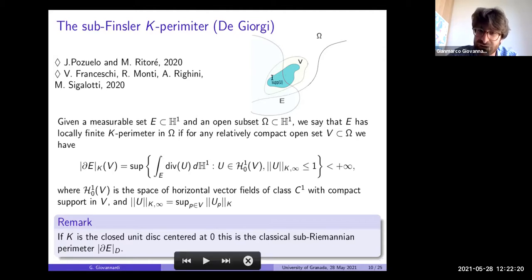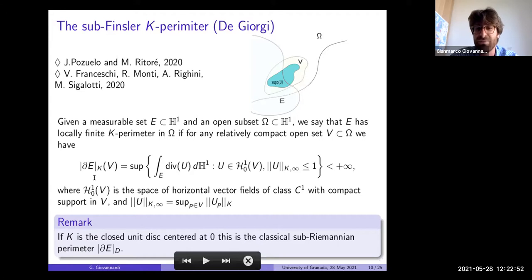So here you see the support of U, and you are trying to define what this boundary is. So you can consider all vector fields of K norm less than 1, and you are trying to test with the characteristic function. And when the supremum of this quantity is less than plus infinity, you say that this is the K local perimeter.